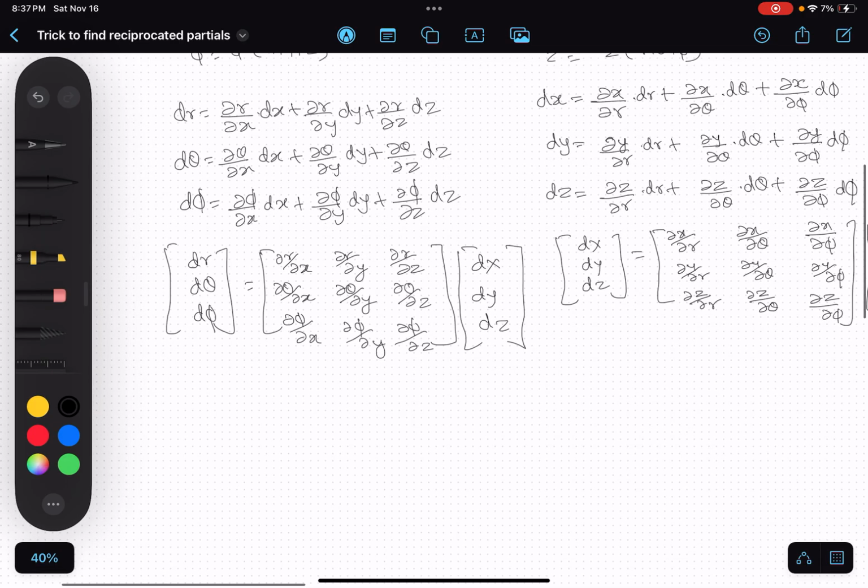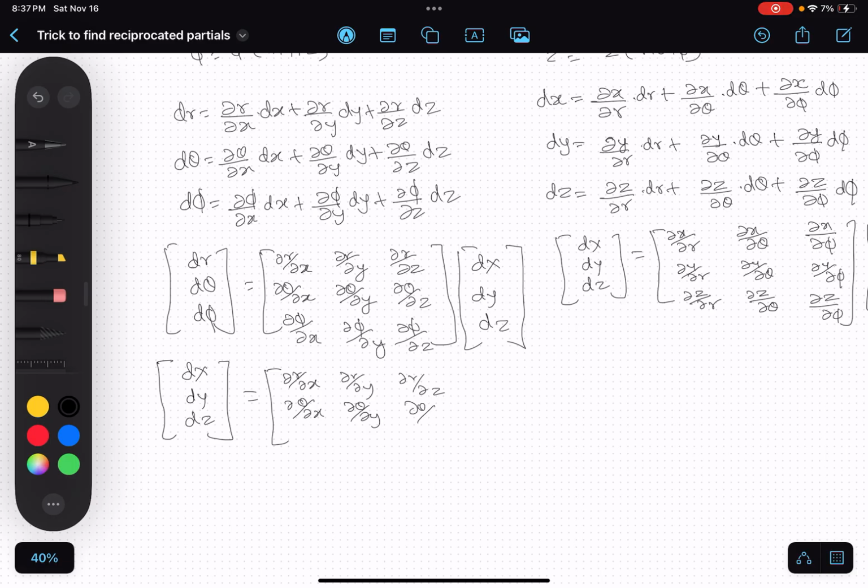Now if you want to isolate dx dy dz just like over here and take it to the other side, dx dy dz will be equal to, if it goes to the other side, that will be the inverse, right? Partial r by partial x, partial r by partial y, partial r by partial z, partial theta by partial x, partial theta by partial y, partial theta by partial z, partial phi by partial x, partial phi by partial y, partial phi by partial z, inverse of this, times dr, d theta, d phi, right?